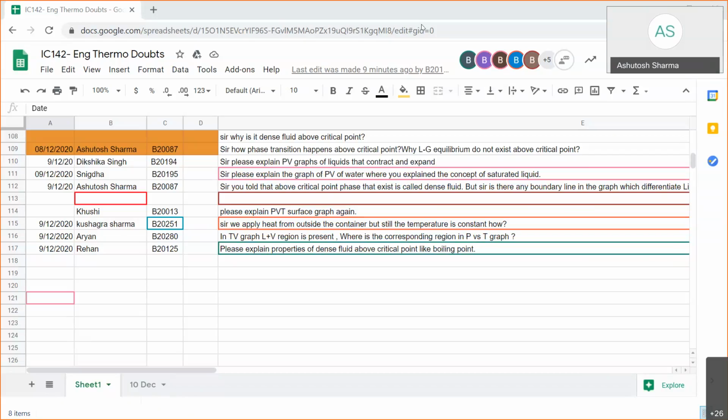That's simple. You seen on PVT surface the pressure line corresponding to 22.09 megapascal is that boundary line. Yes. The constant pressure line corresponding to 22.09 megapascals is that boundary line which represents the demarcation of individual liquid and vapor phase from the dense fluid. Okay. Okay, sir.